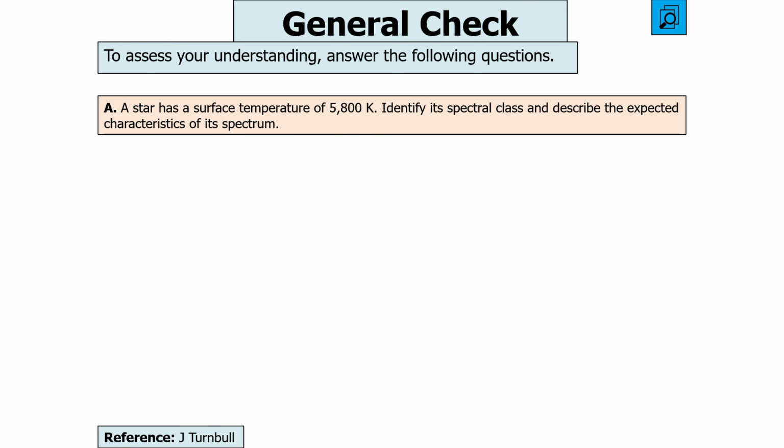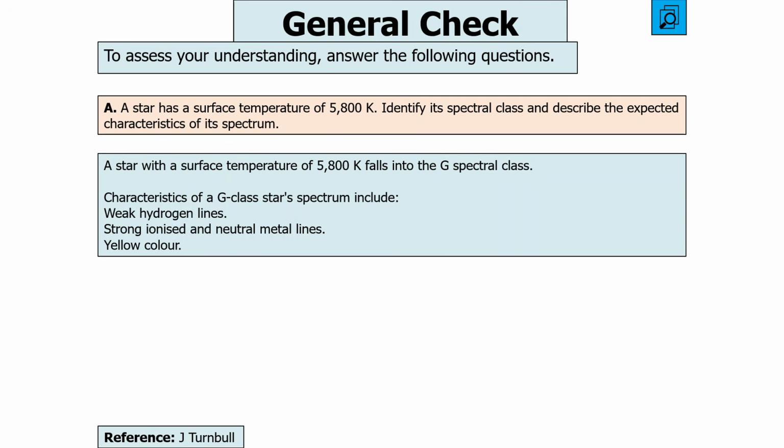A star has a surface temperature of 5,800 Kelvin. Identify its spectral class and describe the expected characteristics of its spectrum. A star with a surface temperature of 5,800 Kelvin falls into the G spectral class. It'll have weak hydrogen lines, strong ionized and neutral metal lines, and a yellow colour.